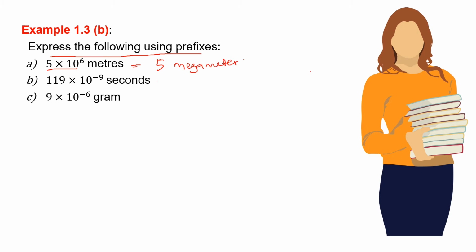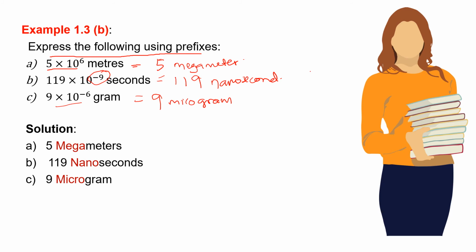Okay, the next one adalah power of negative 9. So, negative 9 adalah nano. So, jadi dia akan jadi 119 nanosecond. Okay. And then, 10 power of negative 6. So, kalau negative 6 apa? Tadi kalau power of 6 adalah mega. So, negative 6 adalah 9 microgram. Okay.